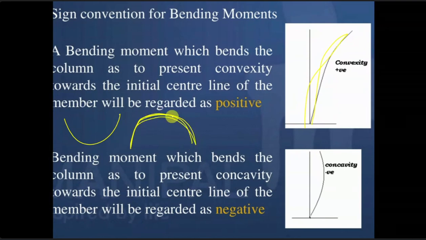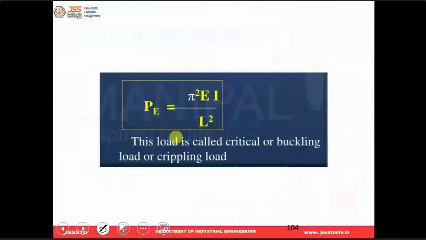What is that called? Sagging bending moment. Same thing here also, like convexity and concavity, it will be bent. The column bends like this, concave and convex like this. Whenever the column is bent in a convexity, we consider it positive. When it's concavity, it is negative. Same as what we consider in beams, we are going to consider the sign convention here also.